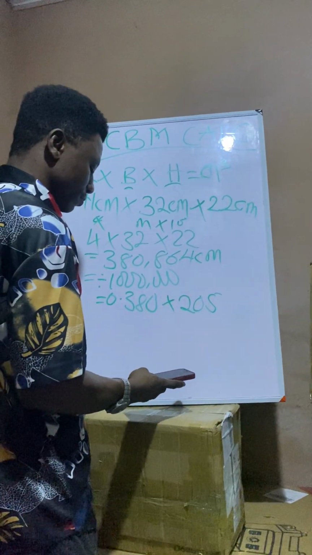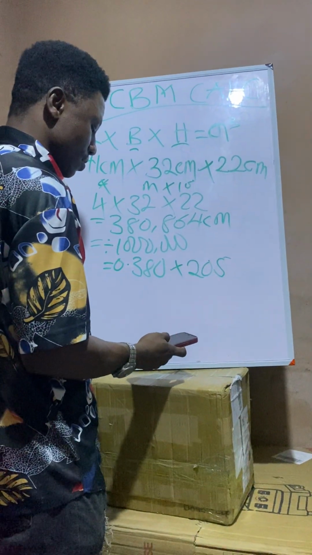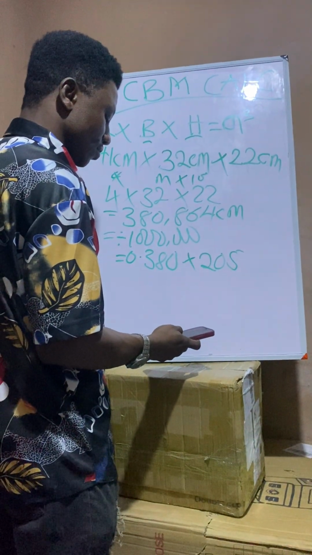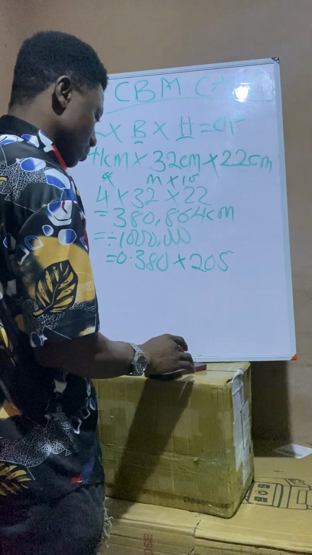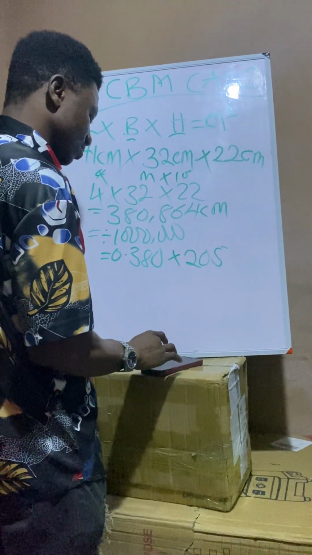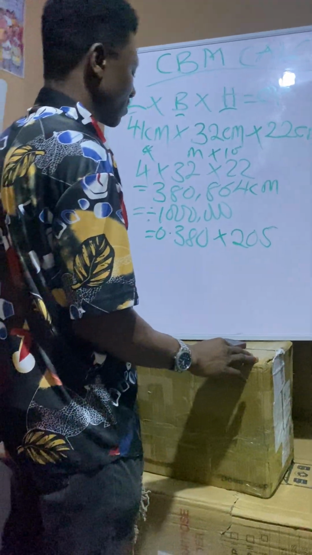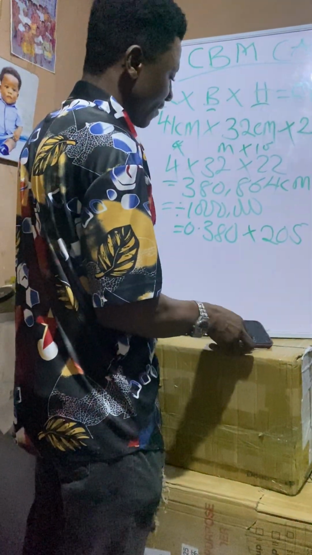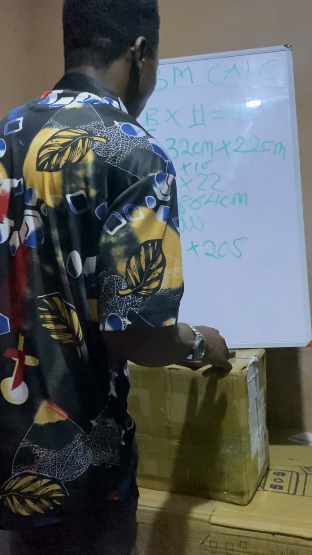So 0.38 times 205 is giving me $78. This is the equivalent in dollars.